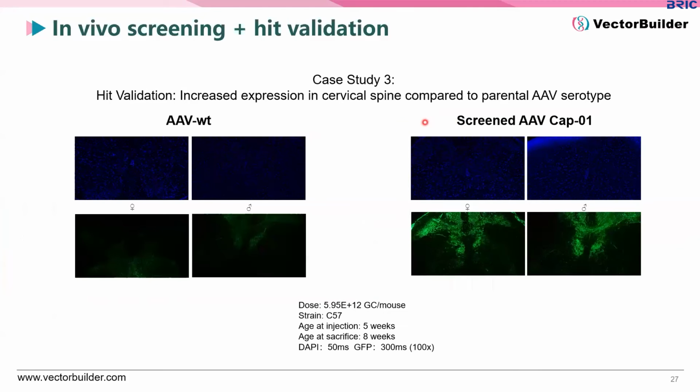And of course, there is more extensive proof that our capsid evolution is successful. In one scenario, our screened AAV top candidate, compared to the wild type, shows much better protein expression, which is shown by the EGFP here.